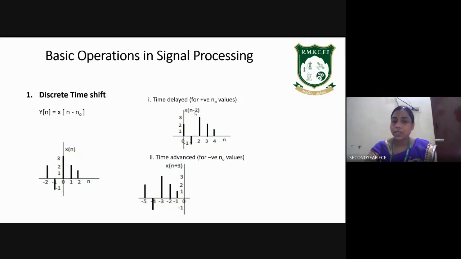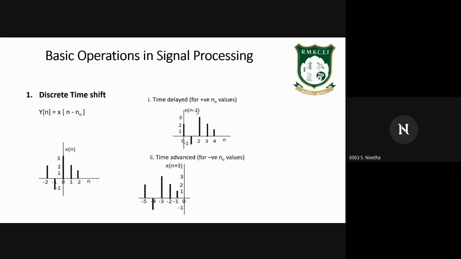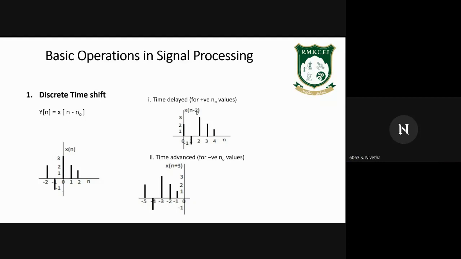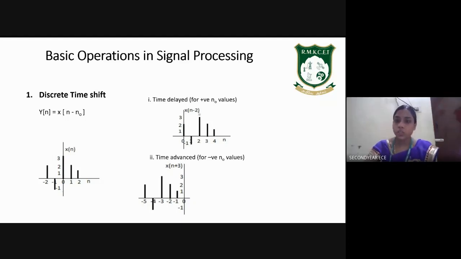It is x of n minus 2. What is the delay? We are doing n minus 2. So n minus 2 means, what is the n naught value? n naught is 2. So here you can say it started from minus 2, and the original graph started from n is equal to 0. So we can say it is delayed. We are getting it at minus 5.